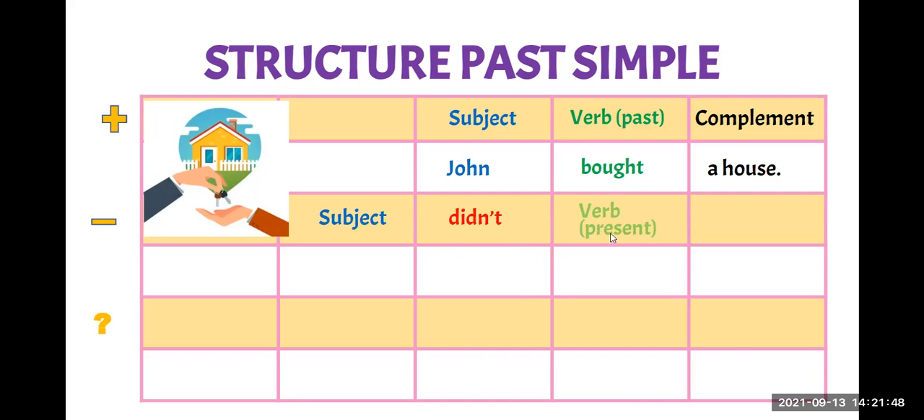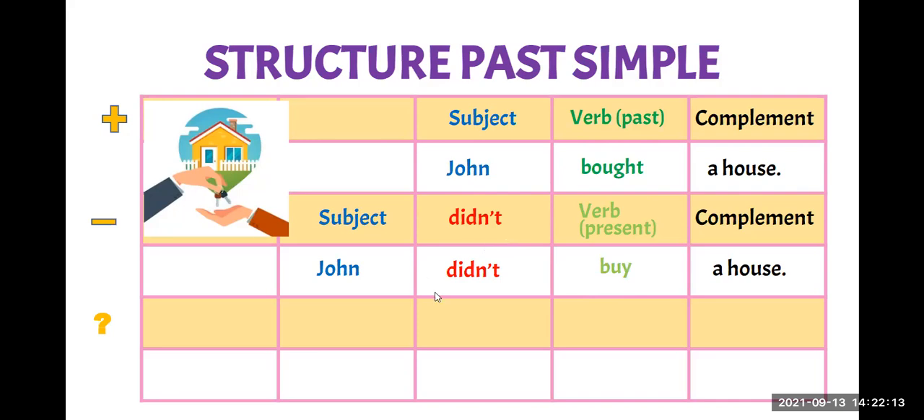And the complement. Okay, so what is the negative sentence of this one? How can we change this sentence to the negative form? John didn't buy a house. Very good. And what about the question form?